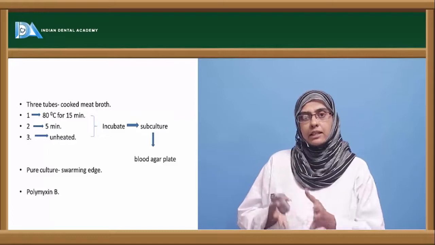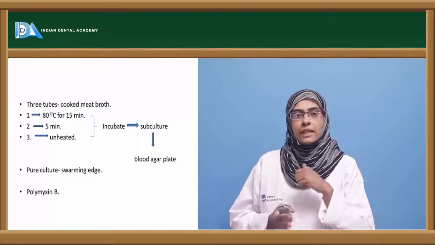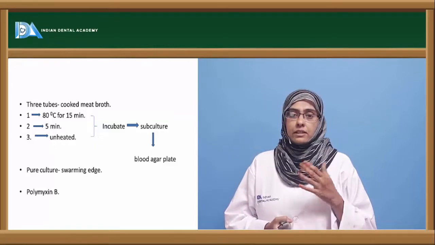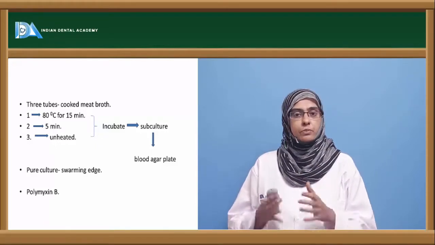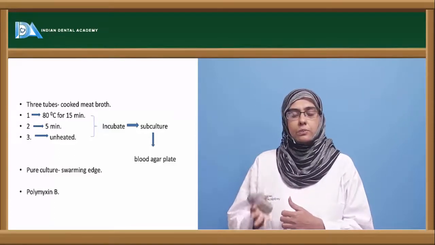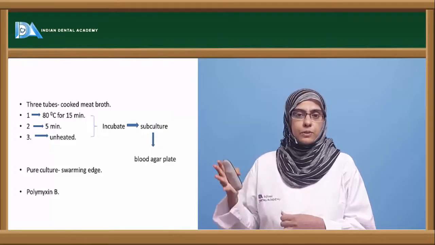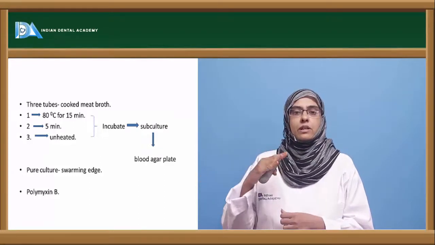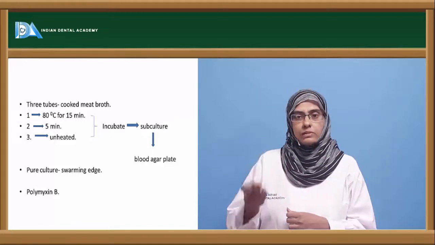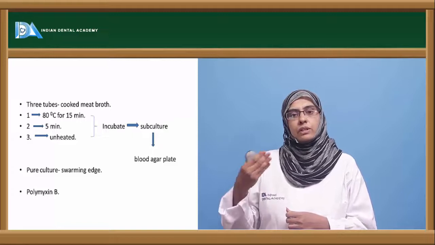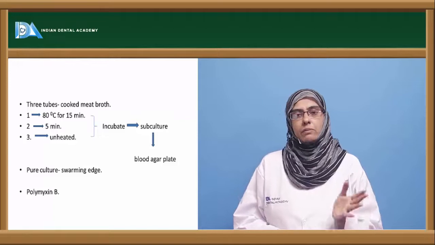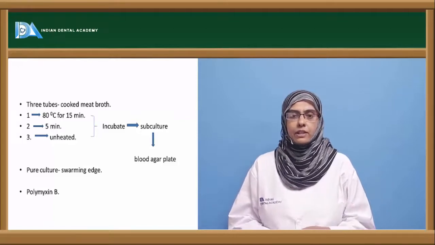The reason behind the temperature variation is to identify and isolate the organism that is sporulating in nature. Different strains produce different types of spores that are heat resistant. So in order to identify the strain having the spores, you have to go for these 3 tubes, heating the tubes at different temperatures. Once we get the culture from this, you can go for subculturing on a blood agar plate. Again, one end of the blood agar plate is inoculated to identify the organism.